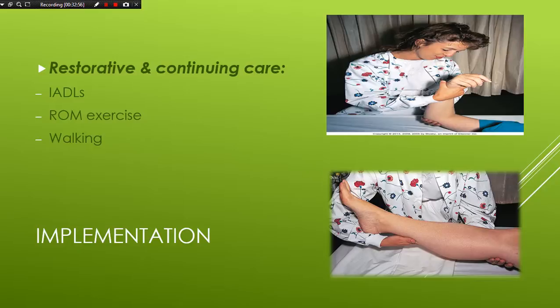IADLs, or activities, are necessary to be independent in society beyond eating, grooming, transferring, and toileting. They include such skills as shopping, preparing meals, banking, and taking medications. Work collaboratively with patients and other healthcare professionals. To ensure adequate joint mobility, teach the patient about range of motion exercises.